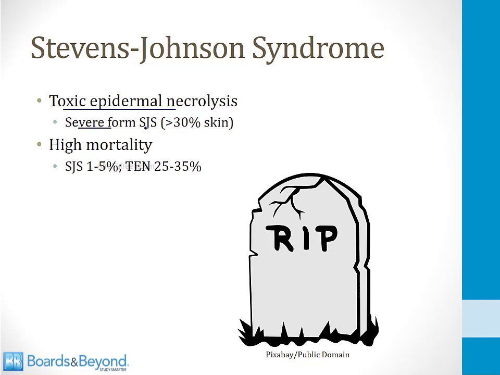This is a severe form of Stevens-Johnson where more than 30% of the skin is involved. If it's less than 30%, then it's called Stevens-Johnson. Both of these disorders carry a very high mortality. The mortality for Stevens-Johnson syndrome is up to 5%, and for toxic epidermal necrolysis, it's greater than 25%. And this is all because of losing your epidermis, becoming prone to infections, and losing water because you've lost the skin barrier.